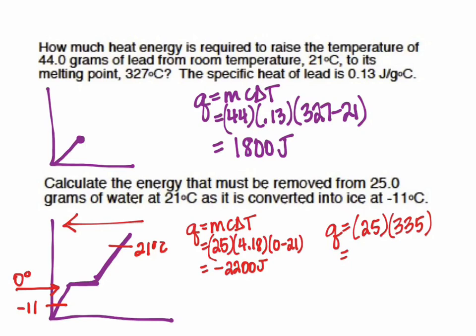So when you solve for that to 2 sig figs, I get 8,400 joules. Okay, so now Q is just going to give us a quantity, and we have to figure out what the sign is going to be. Our sign is going to be the same as it was for MCAT. Since MCAT gave us a negative sign, our heat of fusion has to be a negative sign.